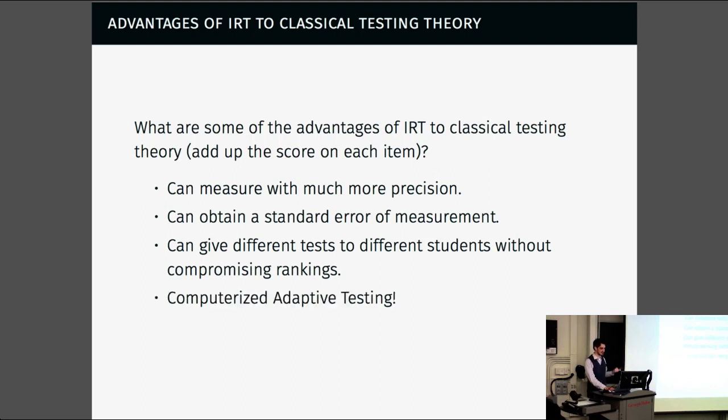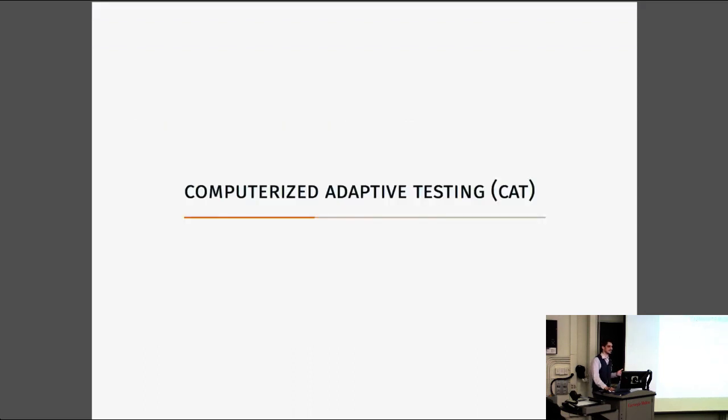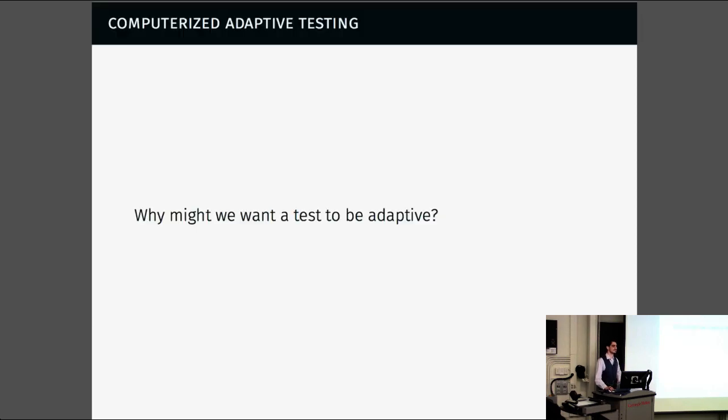And the last thing which I'm going to focus on is computerized adaptive testing. So we can make tests adaptive. So why would we want a test to be adaptive? Have you guys ever heard about adaptive testing? You've probably taken an adaptive test. Probably all of you have taken the GRE, which is an adaptive test, but you might not have known that. So why might we want to make a test adaptive?